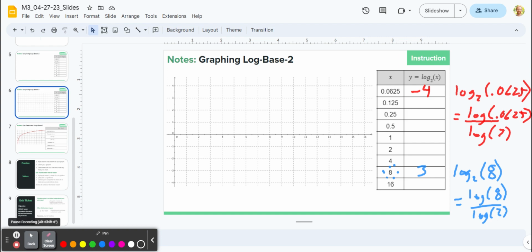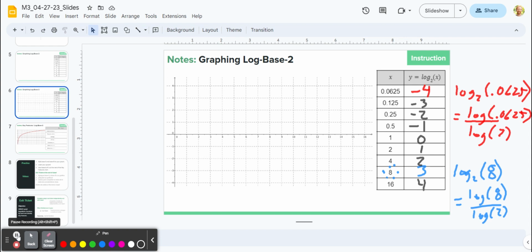So similarly, we can go through and calculate the rest of these values in this table and start plotting these. So use your calculator, pause the screen, make sure you can calculate all these and unpause it when you're ready. I will fill out the rest of this table here. -3 for 0.125, -2 for 0.25, -1 for 0.5, 0 for 1, 1 for 2, 2 for 4, 3 for 8, and 4 for 16.